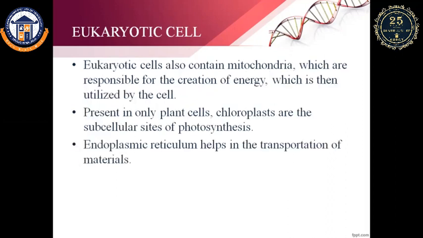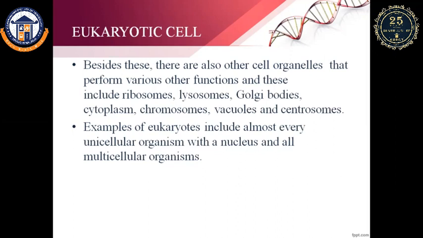The eukaryotic cell also contains mitochondria, chloroplasts, and endoplasmic reticulum, etc. Mitochondria are also called the powerhouse of the cell, which generates ATP. Chloroplasts are seen only in plant cells. Chloroplasts contain chlorophyll pigment, which is used for photosynthesis. The endoplasmic reticulum helps in the transportation of certain materials, whereas other cell organelles such as ribosomes, Golgi apparatus, and vacuoles have their own processes.